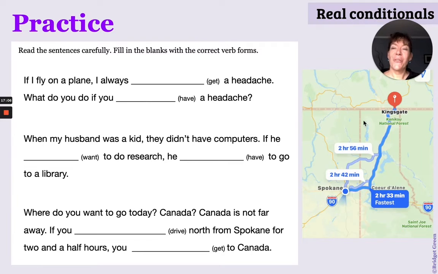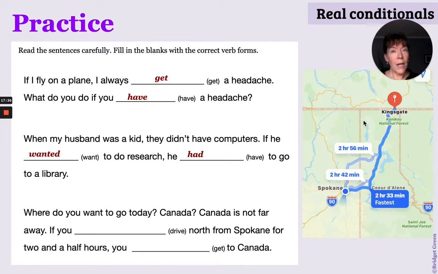Let's check your answers. If I fly on a plane, I always get a headache. What do you do if you have a headache? This is present and present because we're talking about something that's always true. When my husband was a kid, they didn't have computers. If he wanted to do research, he had to go to a library. This was true in the past and probably isn't true now, so both verbs are in the past.